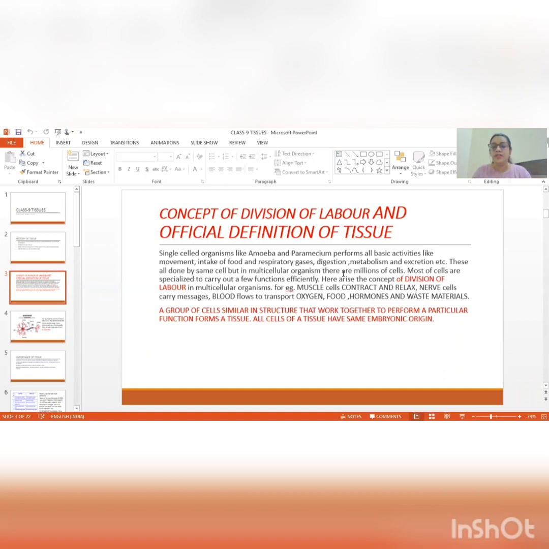So, the official definition of tissue is: a group of cells similar in structure that work together to perform a particular function forms a tissue. All cells of a tissue have the same embryonic origin, which in simple terms means that the mother of all cells of a tissue is the same.